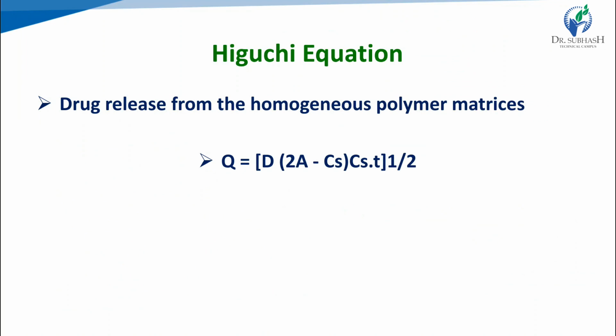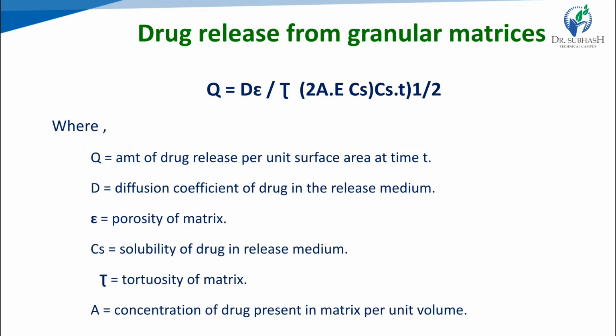Previously, for the dissolution control drug release, we have to apply the Hixson-Crowell cubic law mechanism. For the diffusion based mechanism control release, we have to find out with the Higuchi equations. So here the drug release from the homogeneous polymer matrix. The equation for the Higuchi is Q is equal to D into bracket 2A minus CS into CS into T, to the power 1 by 2, under root of that equation. So that is the Higuchi equation.